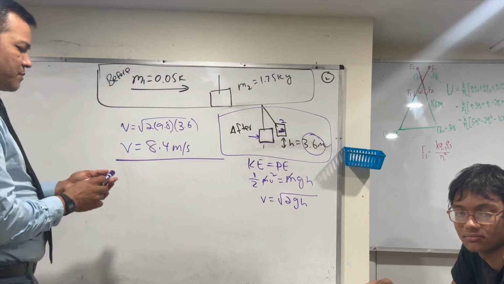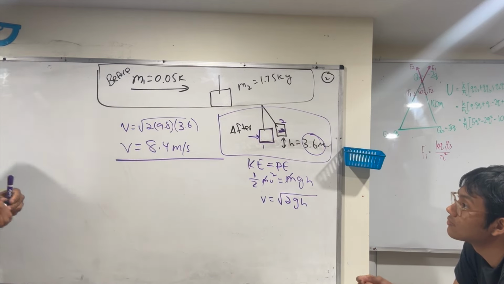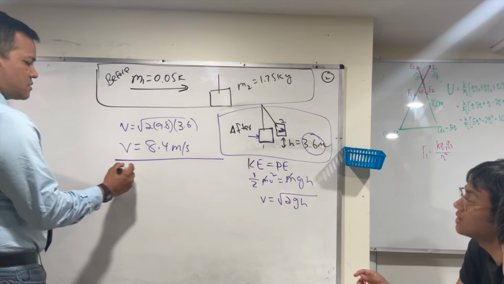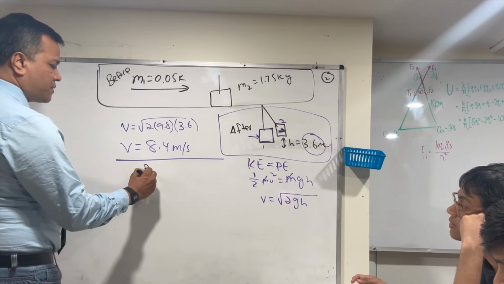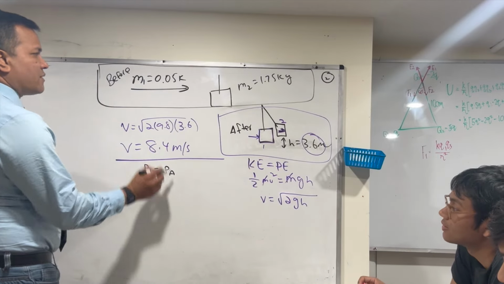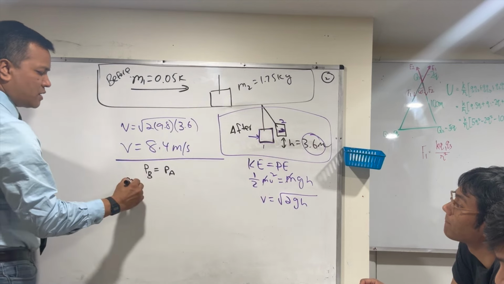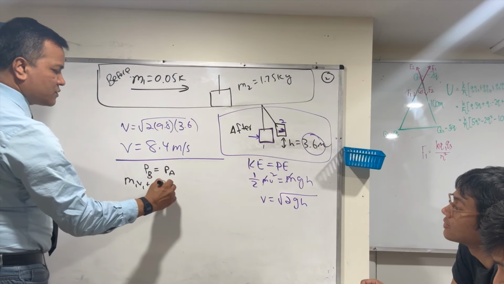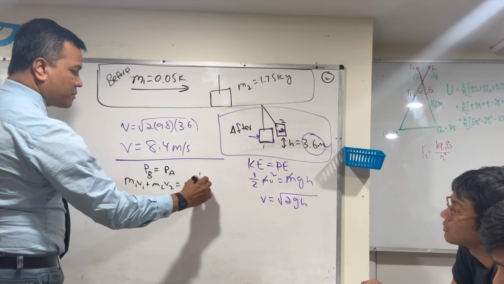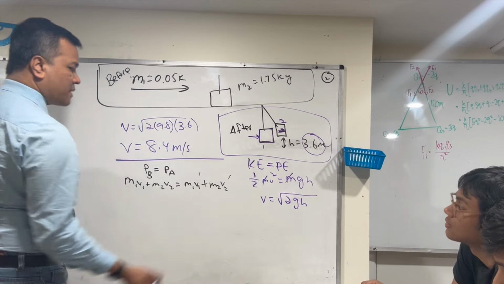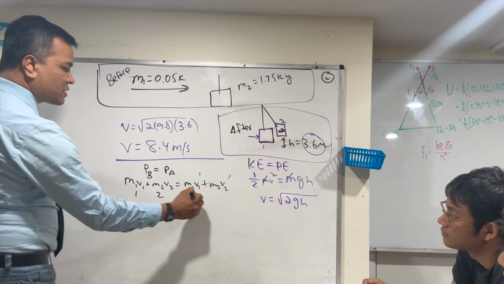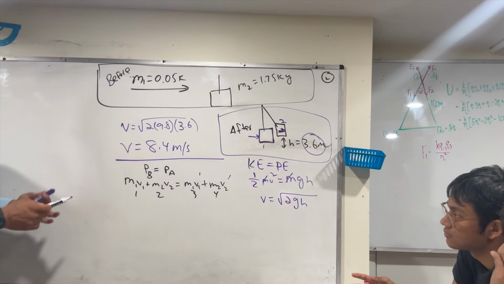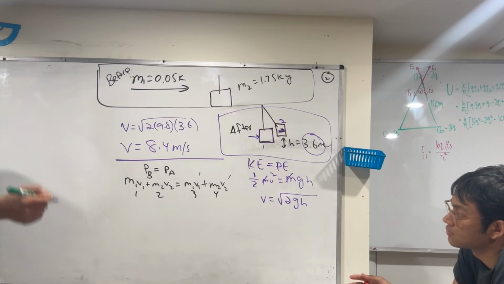Brown, what is the conservation of momentum equation? P initial equals P final. So M1 V1 plus M2 V2 is equal to M1 V1 prime plus M2 V2 prime. NYU, I have one equation, two, three, four. Whose equation goes to zero? Two.